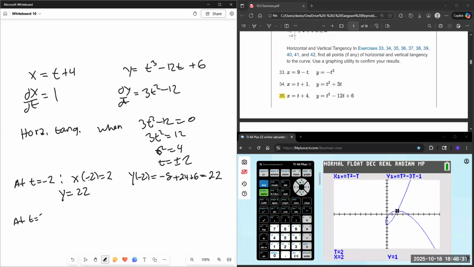At t is equal to 2, we have x of 2 is 6, and y of 2 is 8 minus 24 plus 6, which is -10. And that gives me a horizontal tangent line of y equals -10. We have no vertical tangent lines because dx/dt can never be 0.